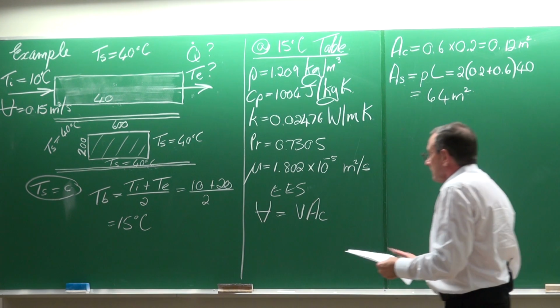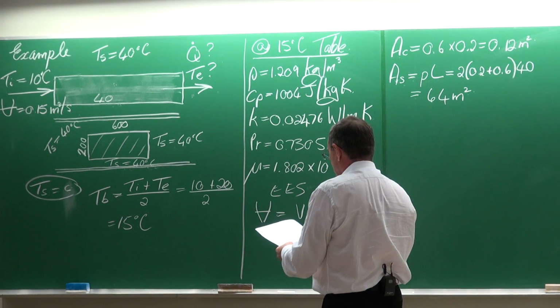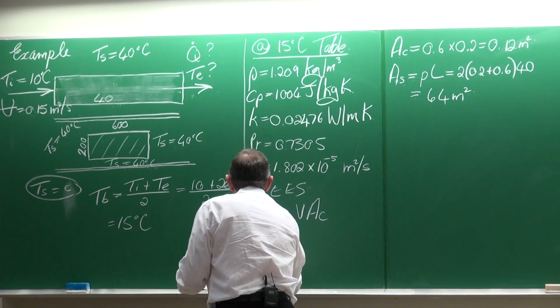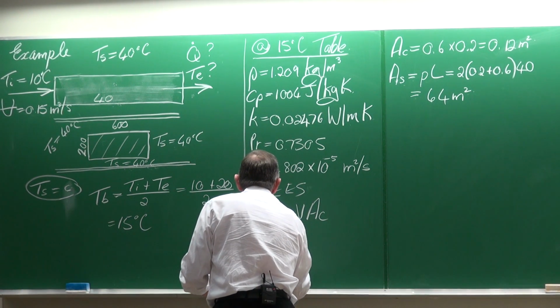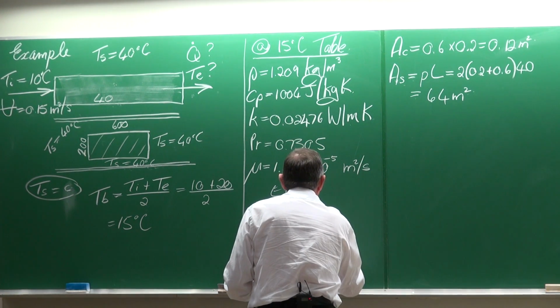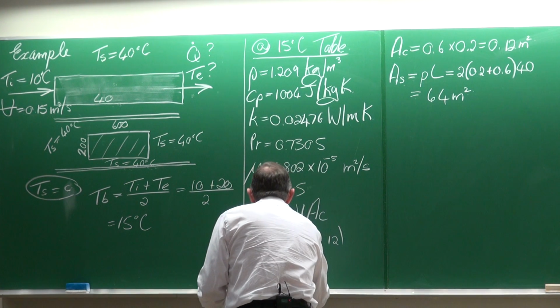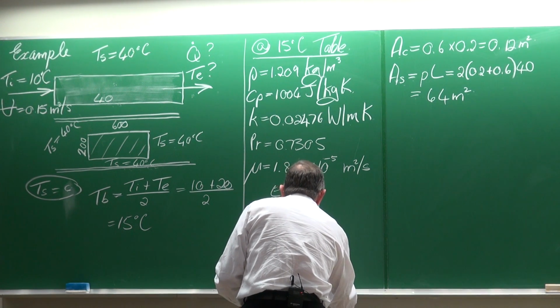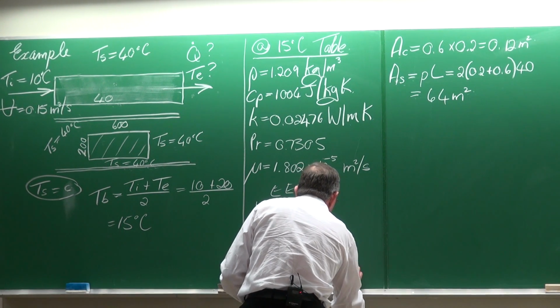Okay. In terms of just going back to the volume flow rate and the velocity, the volume flow rate has been given as 0.15. It's equal then to the velocity multiplied by the cross-sectional area, which is 0.12. So we can calculate the average velocity as equal to 1.25 meters per second.